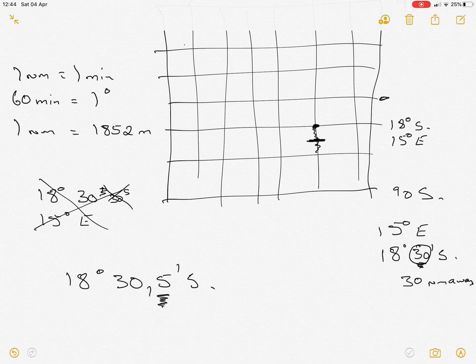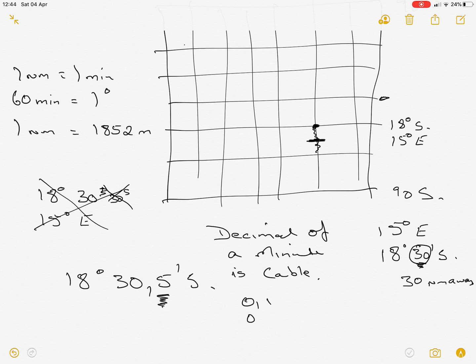These decimals of a minute are known as a cable. So if you think about it, 0.1, 0.2, 0.3 is equal to 1 cable, 2 cables, or 3 cables.